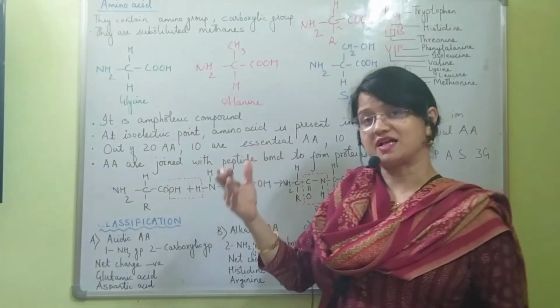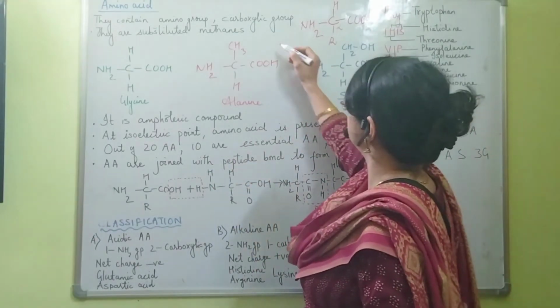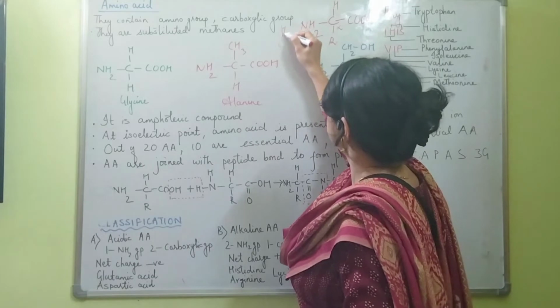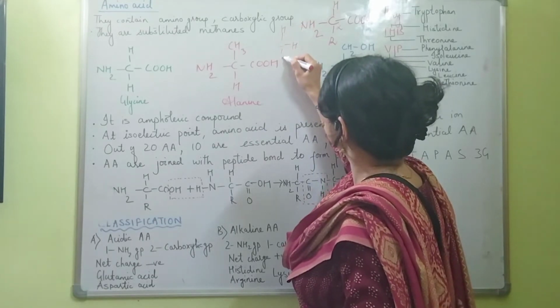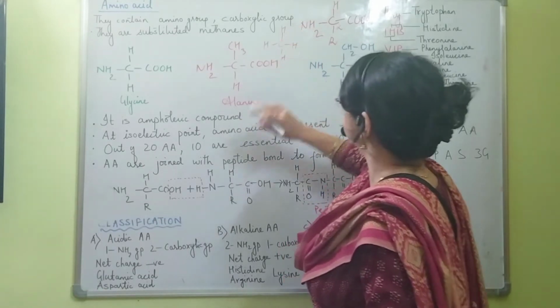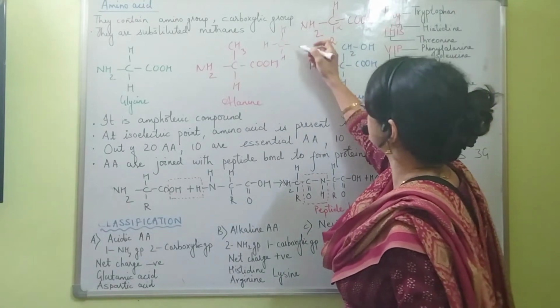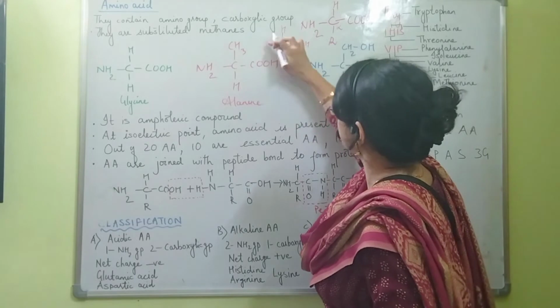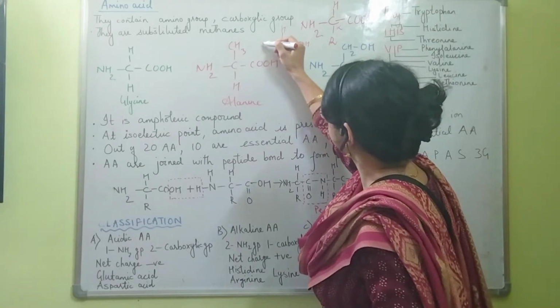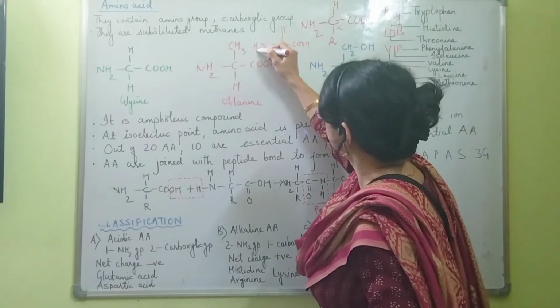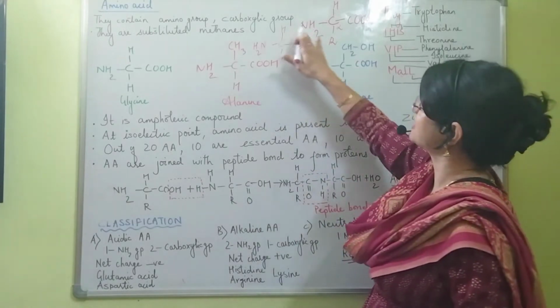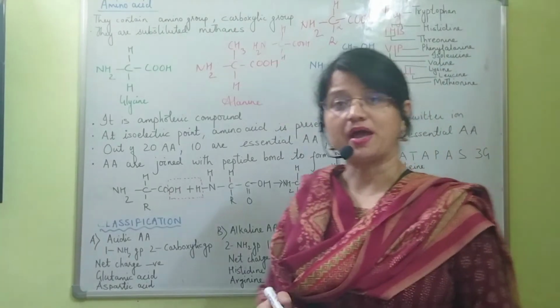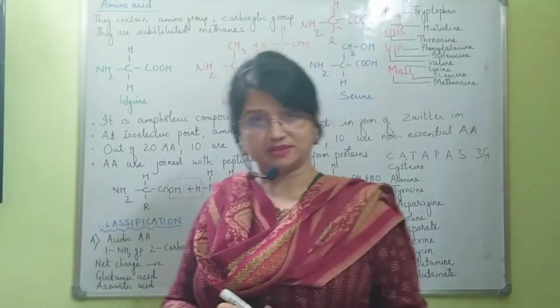In our previous classes we have studied the structure of methane, CH4. Now what happens here is that this H is replaced by the carboxylic group and this hydrogen atom is replaced by the amino group. So we can say that amino acids are substituted methanes.